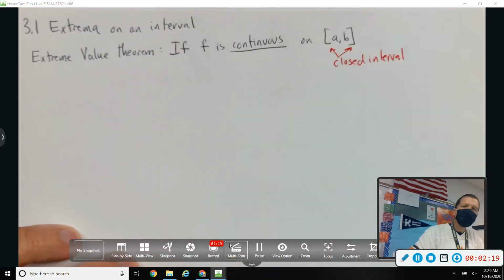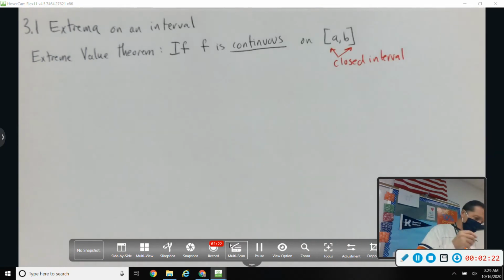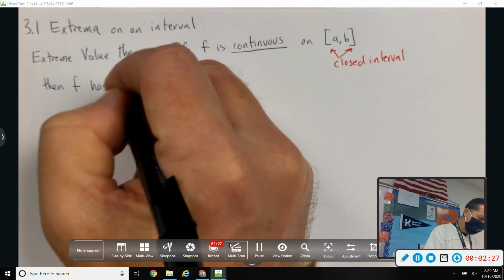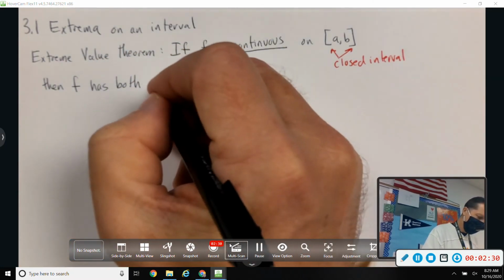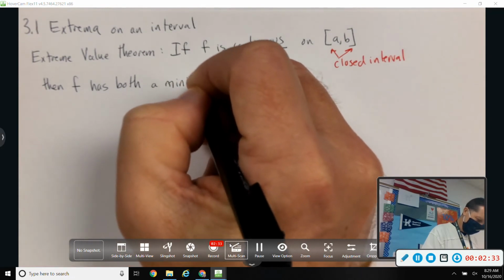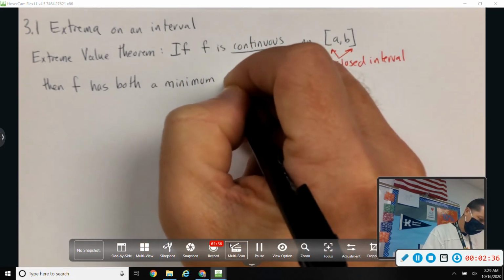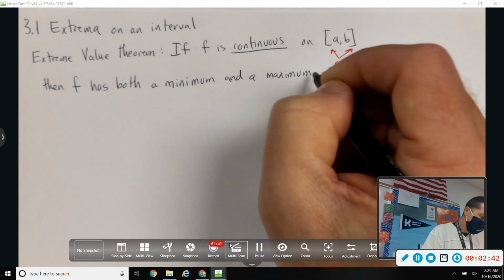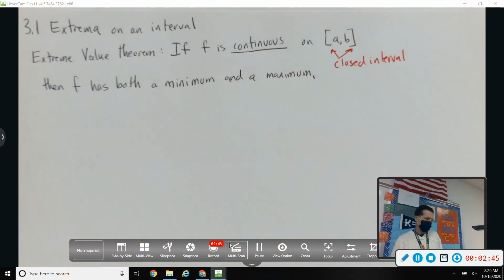We'll see why in a minute. So if f is continuous on a closed interval, then f has both a minimum and a maximum. We'll draw some pictures and see how this makes sense. If f is continuous on the closed interval, so you got to include the endpoints, then f has a minimum and a maximum.